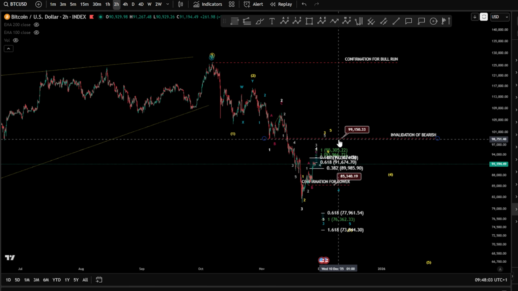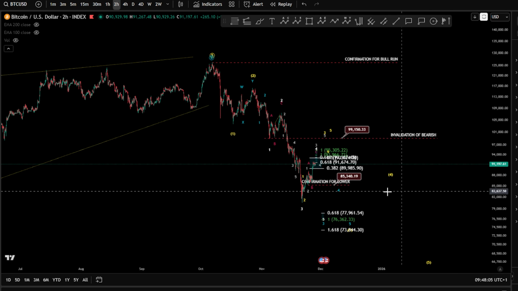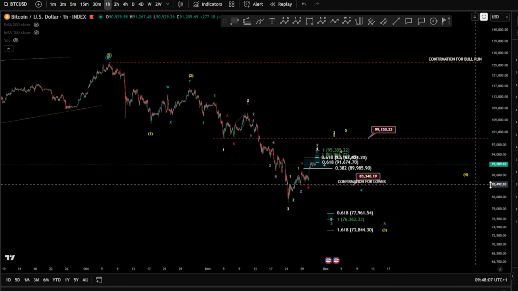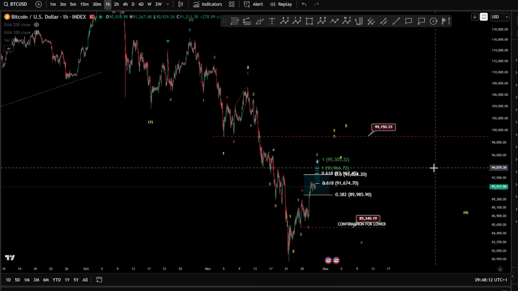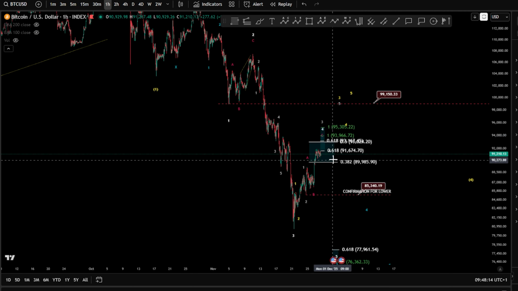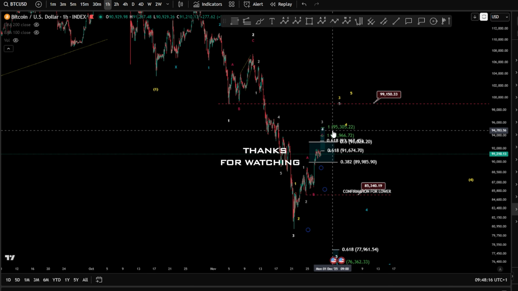Yep, so these are the possibilities for the daily and what we might expect today. Also, I'm still expecting 94k or around it, with one more high with the wave 5. Let's see if it's going to happen.